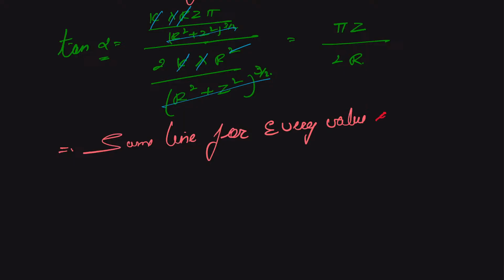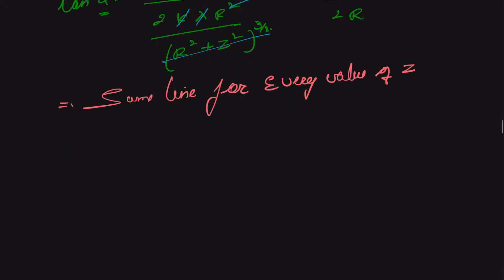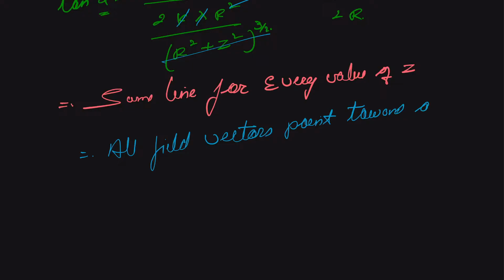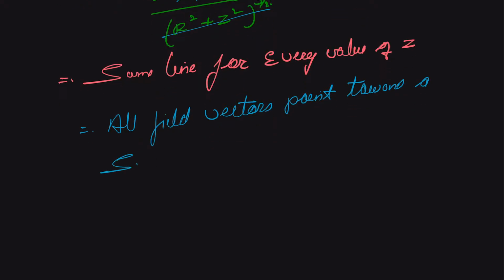Every value of z. Okay. Or we can further write it as that all field vectors point toward a single fixed point. A single fixed point. So this was our part A, and then we have to find out its position.